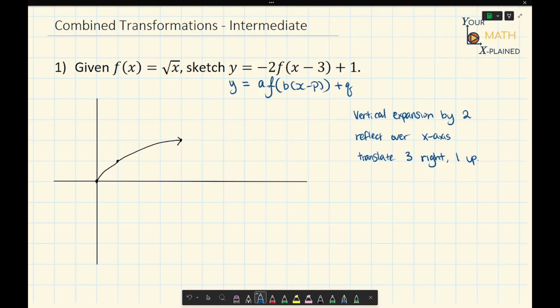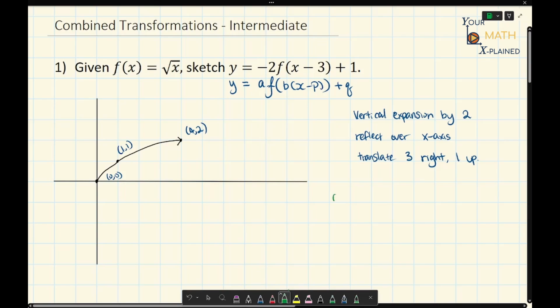So what we're going to do is we're going to take the points that are on this original graph. So we're taking the point 0, 0, 1, 1, and 4, 2, and we're going to be applying those transformations to each of those points. So let's start with 0, 0.